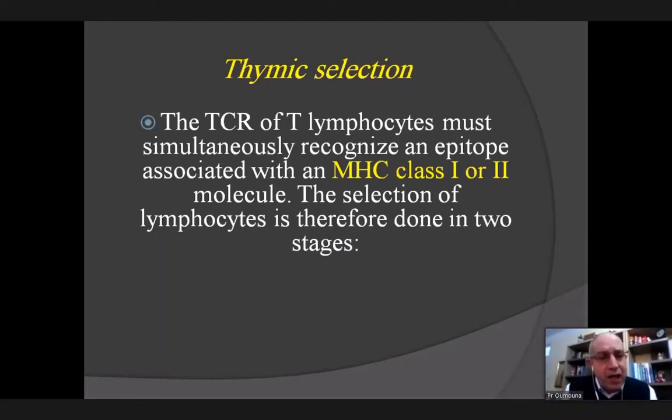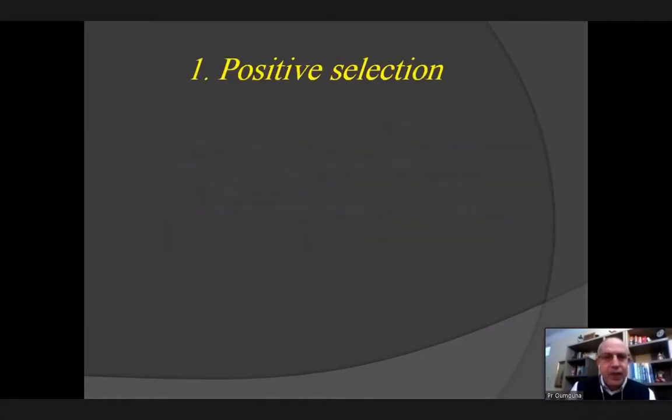The TCR of a T lymphocyte must simultaneously recognize an epitope associated with an MHC class 1 or 2 molecule. The selection of lymphocytes is therefore done in two stages, the positive one and the negative one. Positive selection.